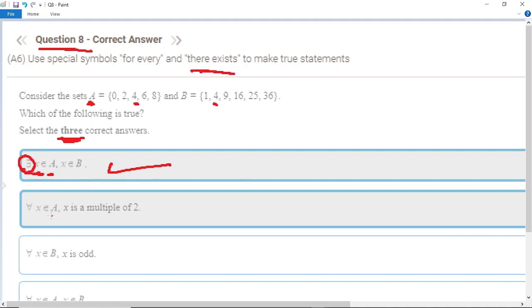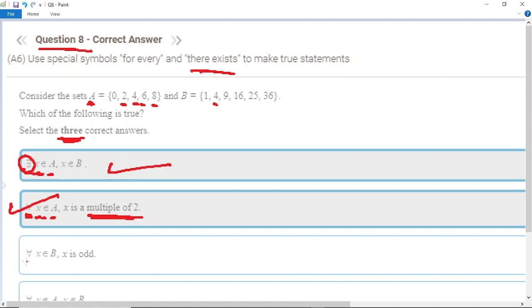Okay, let's see the second answer. This symbol we mentioned before means all numbers belong to A. These numbers are multiples of 2. That means it would be 2, 4, 6, 8, and so on. So let's see here. 2 is a multiple of 2, 4 a multiple of 2, 6 a multiple of 2, 8 a multiple of 2. That means this is the right answer.